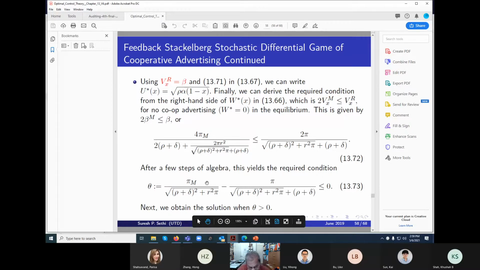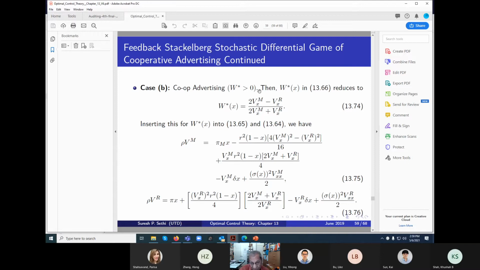But of course, it's not exactly pi m less than pi. It is pi m less than something else. So that is a more precise condition. But you can sort of see that all it means is that if pi is sufficiently larger than pi m, then there is no cooperative advertising.